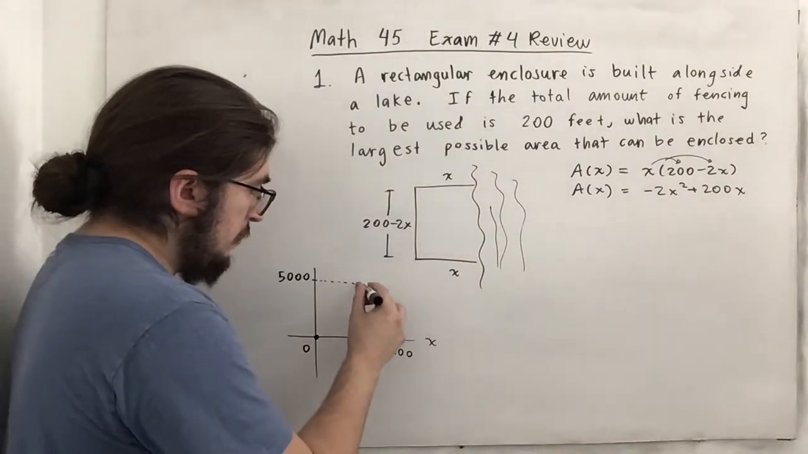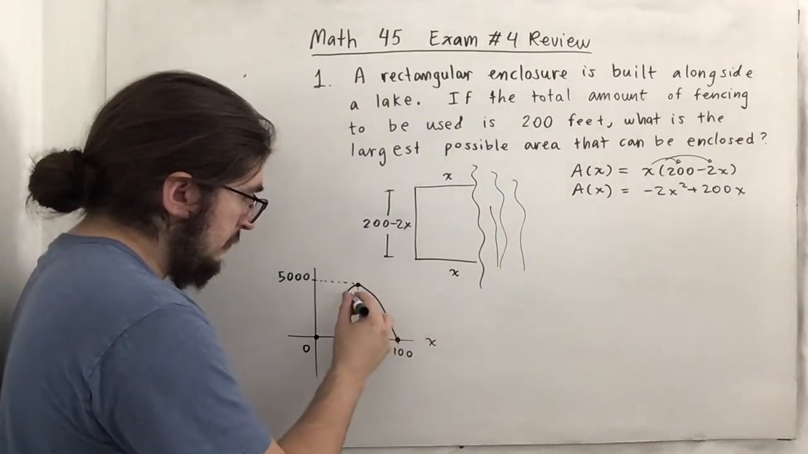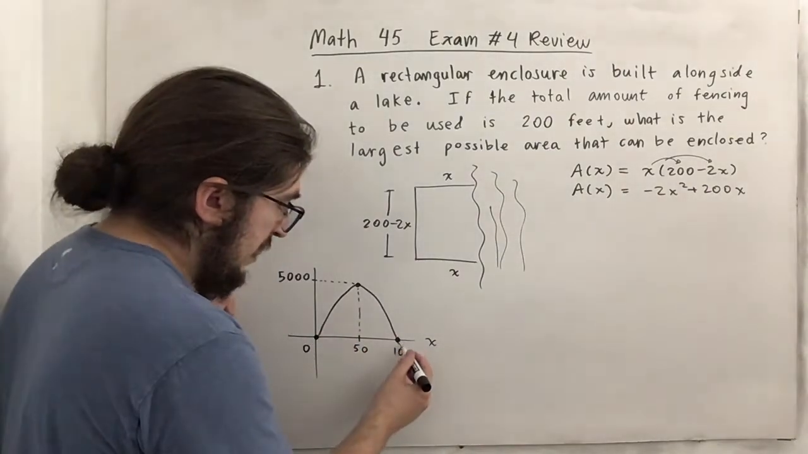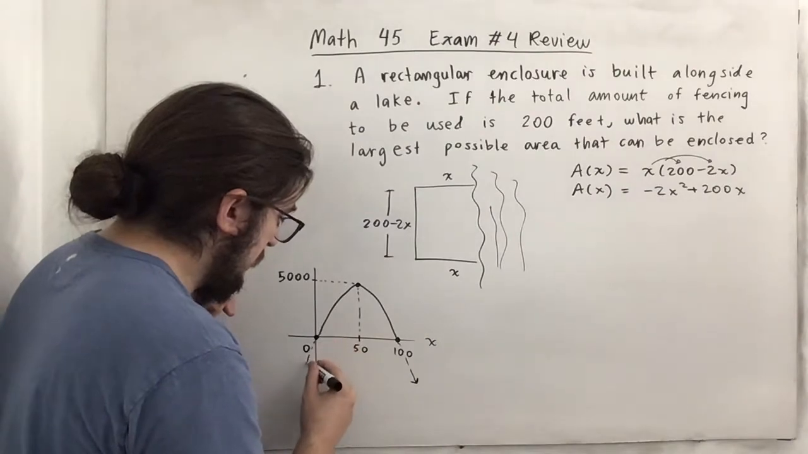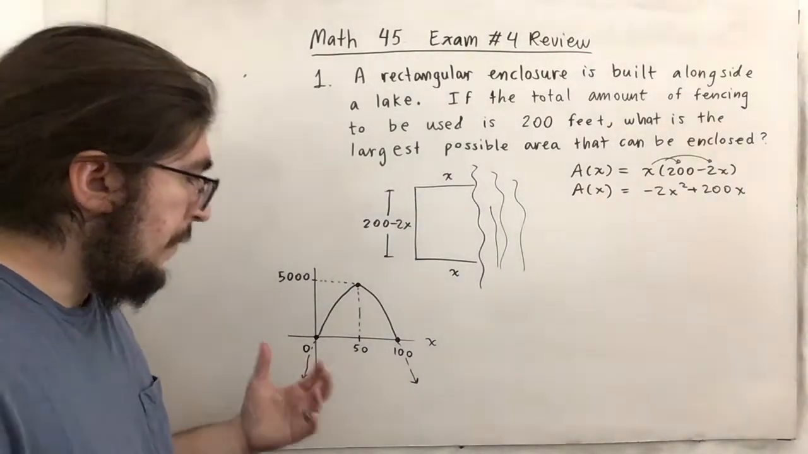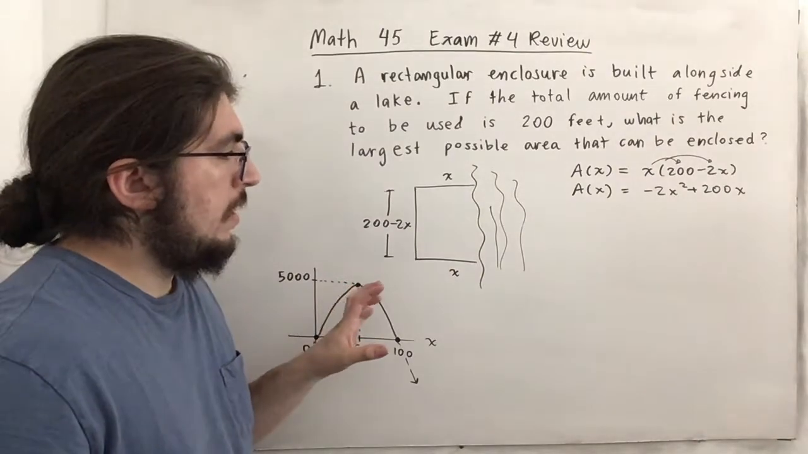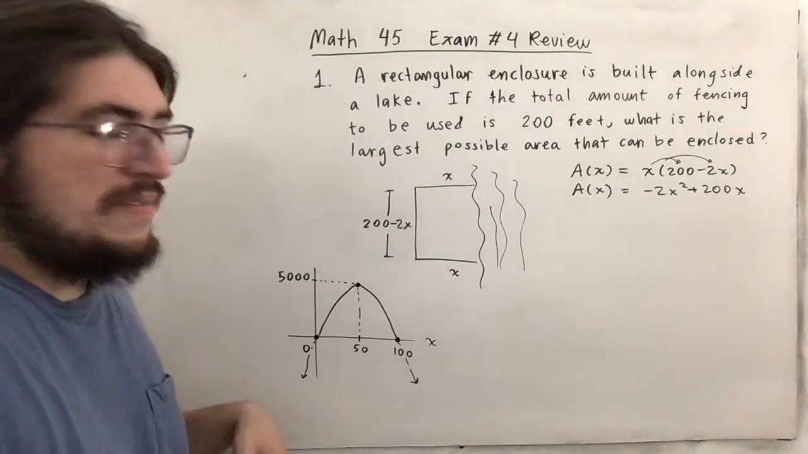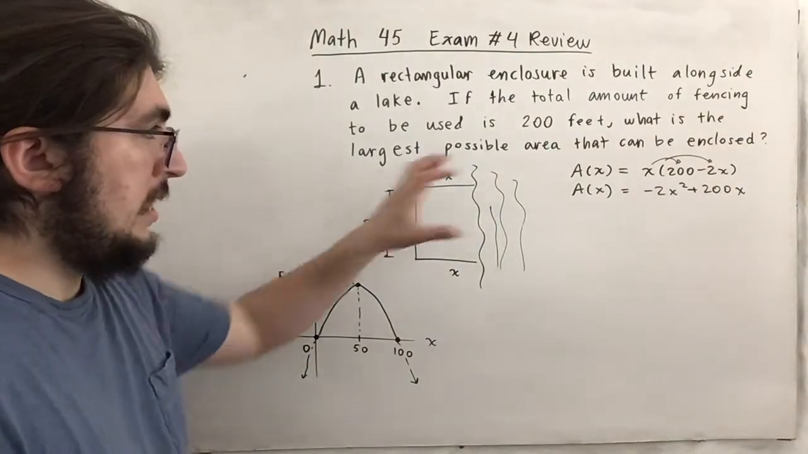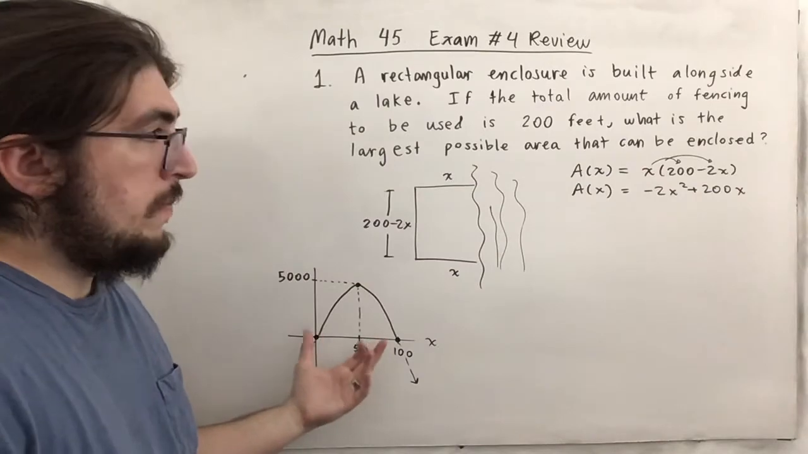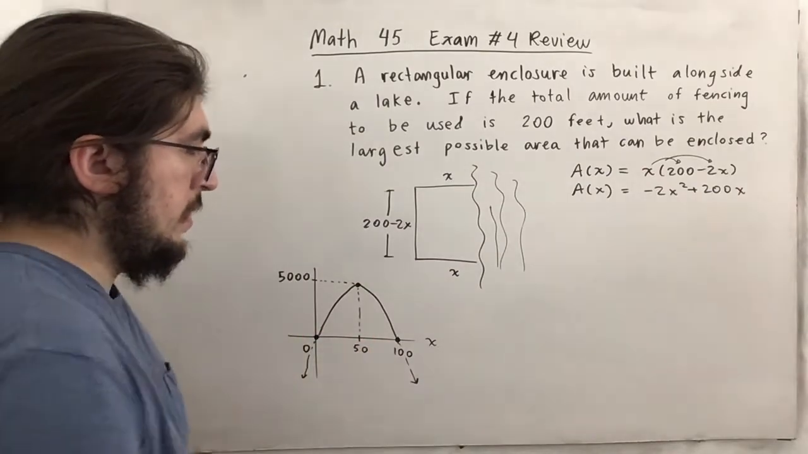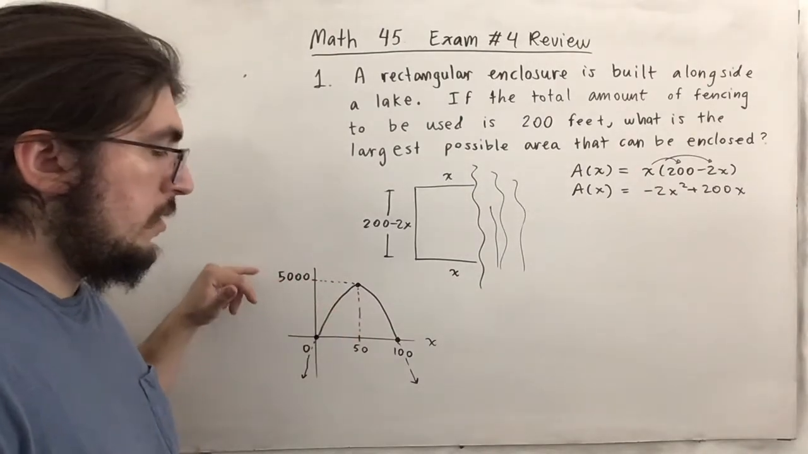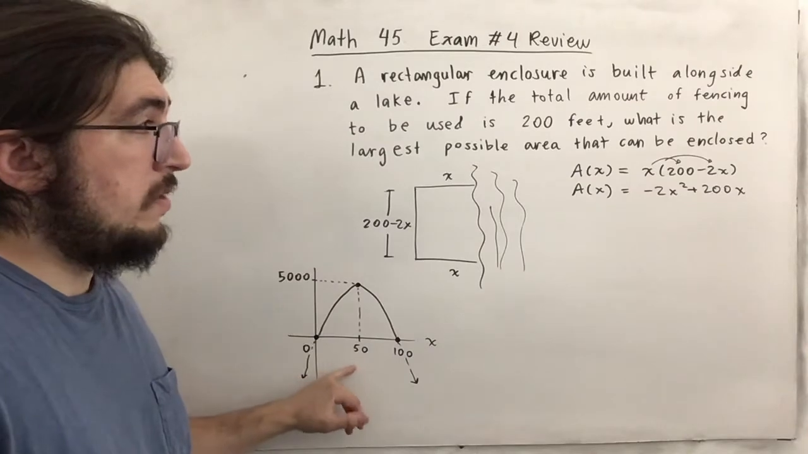So the parabola will look something like this. Now the actual parabola will go down further, so you'll actually have these extended arrows. So the parabola goes on beyond this. But in the context of this problem, since the y values here represent the area, we don't have a negative area. So in fact, in the context of A of x, x can only be in between 0 and 100. So it doesn't make sense to draw anything beyond this. So the maximum area value occurs at 5,000 when the x value is 50.